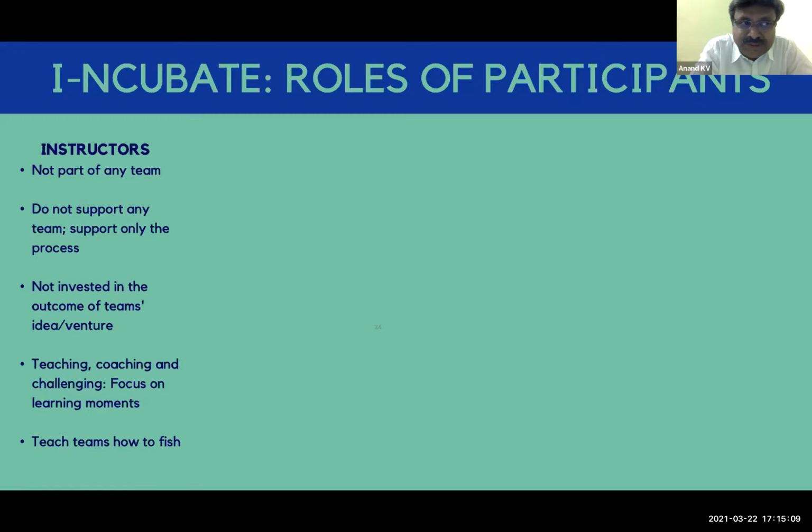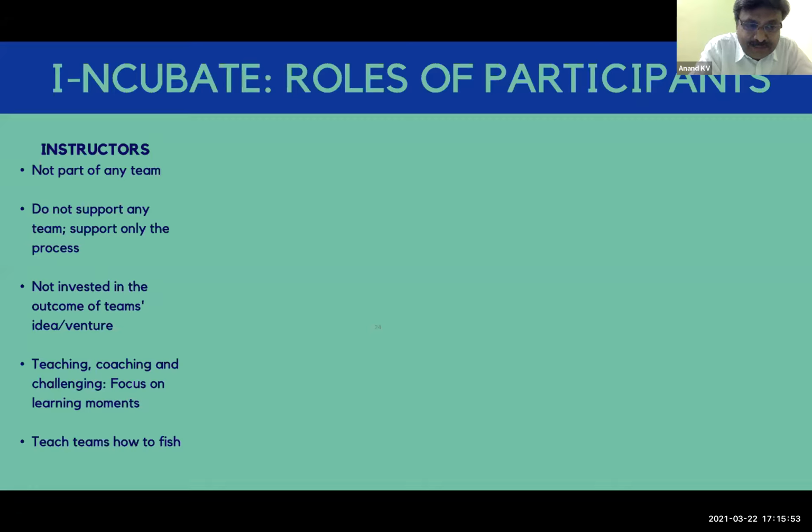And I think Raghu mentioned in the beginning we are not here to make a startup successful. So that's not GDC's mandate. So we are not interested or invested in making any team's startup successful or venture successful. The instructors are coaches, like I said, and they are challenging the teams. These challenges are not necessarily just about answering a difficult question. These challenges are more about getting people to think about things which they have not thought before. So that is how the instructor plays the role.